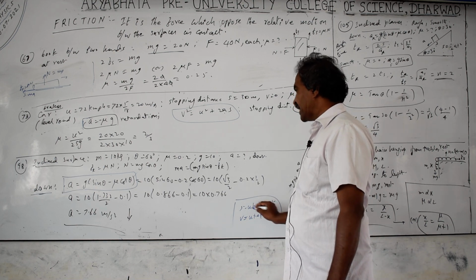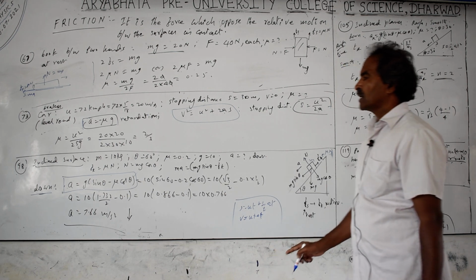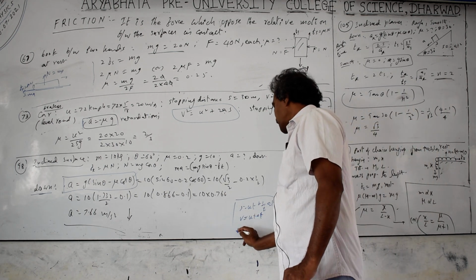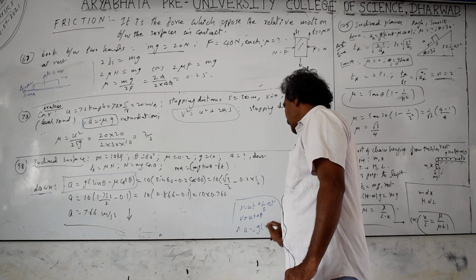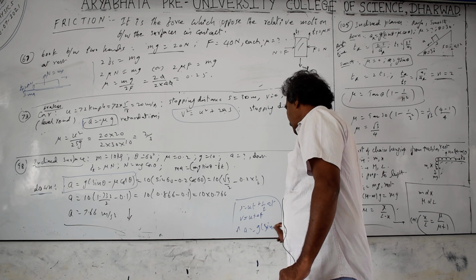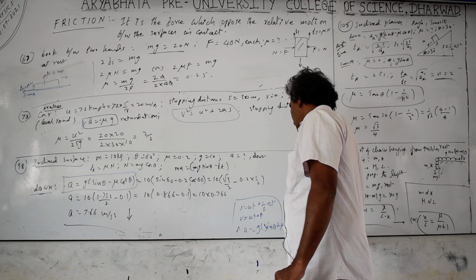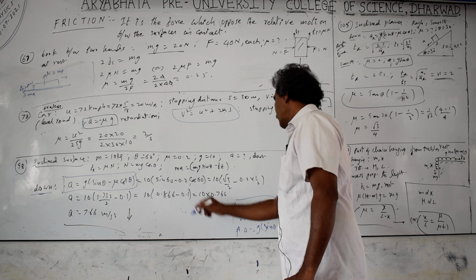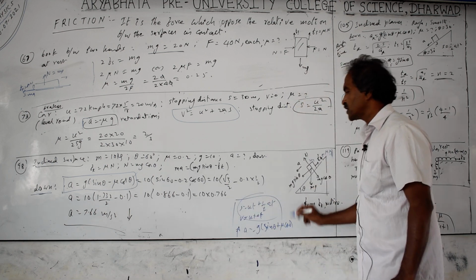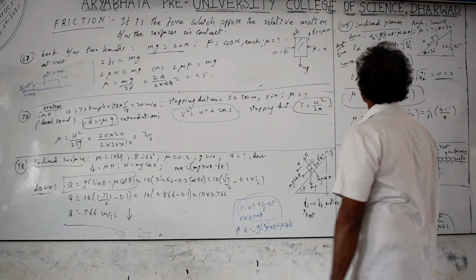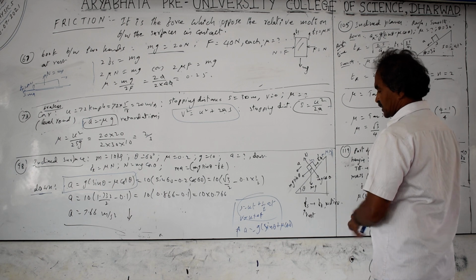In all those expressions you have to replace a with this value while coming down. For upward direction, a equals g sin theta plus mu cos theta. This is upward motion, that is downward motion. In these equations of motion you have to substitute the same values, same symbols, same formulas.